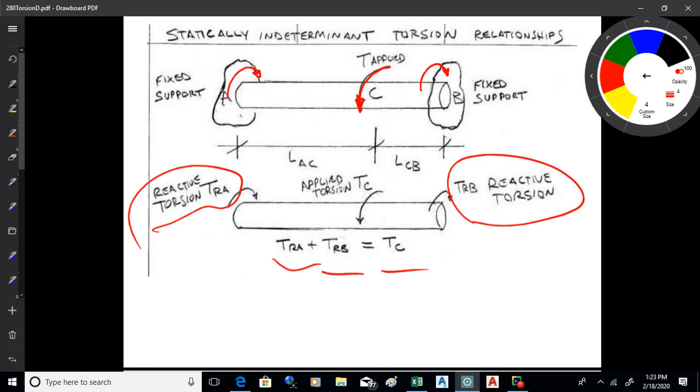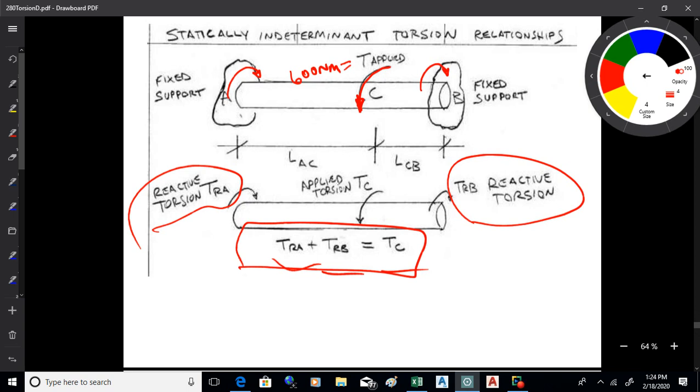So if this torsion here happens to be, whatever, 600 Newton meters, it's not like it's 300 on either side. You don't know what it is, and there's a number of factors that can affect that. So usually a part of the process here is to figure out what those reactive torsions are. And the one fact that we have to work with is that the sum of the two reactions equals what's applied in the middle. Okay, so that's kind of where you start with this, all right?